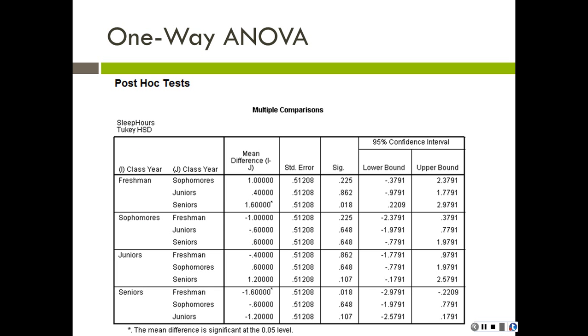So here is the output you'll get when you ask for Tukey's test. You can see down here, it says sleep hours and Tukey's HSD. And you can see that if you want to talk about these in blocks of rows, you've got this freshman block. And you can see that that's what it's doing. It's got freshmen, and it's comparing against all other groups. It's got sophomores, and that block is comparing against all other groups.